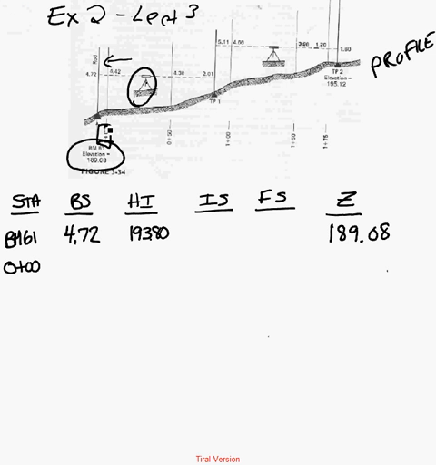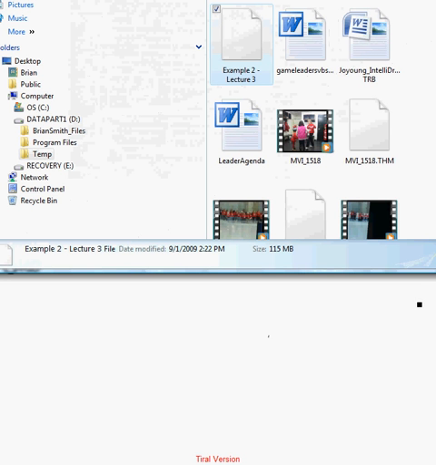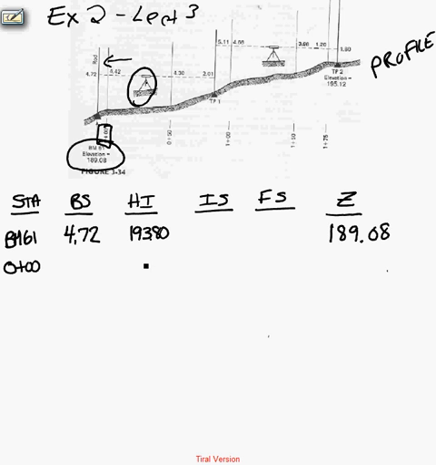Now let's move to station 0+00, which is right here. At station 0+00, we have an intermediate site of 4.42. And therefore our elevation at station 0+00 is simply going to be the height of instrument minus my intermediate site, or an elevation of 189.38 feet.